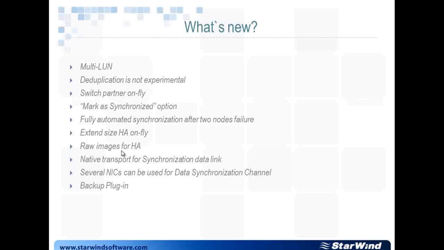And yeah, switch partner on the fly is the next point. A new partner node can be assigned to the existing HA device node. The old partner should not be used after switching the HA device to the new partner node. Client MPIO connections should be reconfigured to use the path to the new partner instead of the old one.